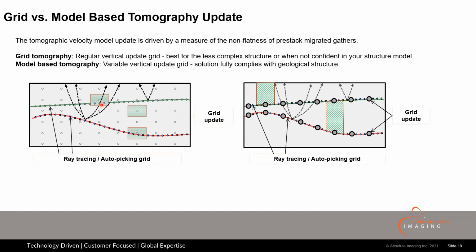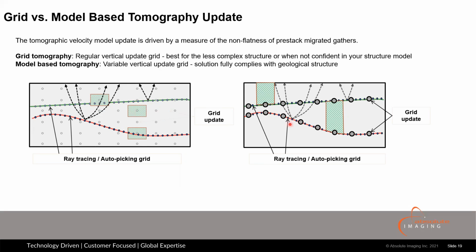more suitable for less complex structure, when we are not confident with our structure model, because that's kind of model driven, right? If you're imposing the model, that means you have some prior knowledge and you understand what's going on there. You don't want to put in the model if you're not confident. And all the updated cells will be, in the lateral sense, regular updates with the same size, and then you can vary the size in the depth domain, but it's completely irrelevant to the structure itself, right?